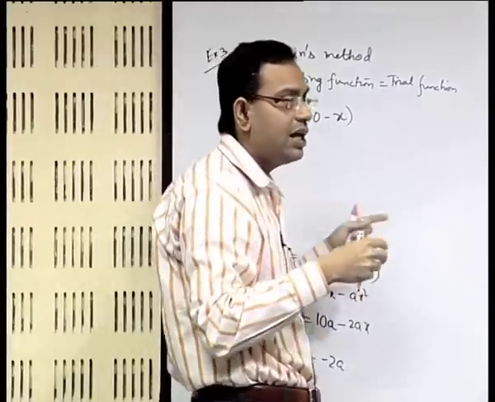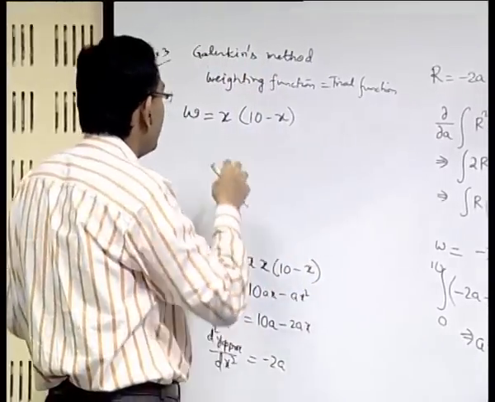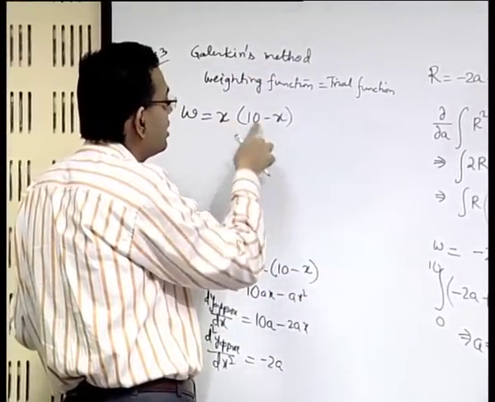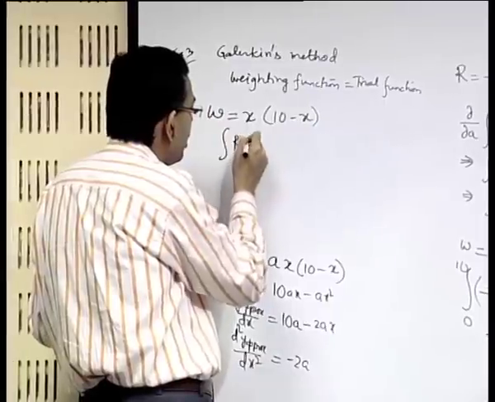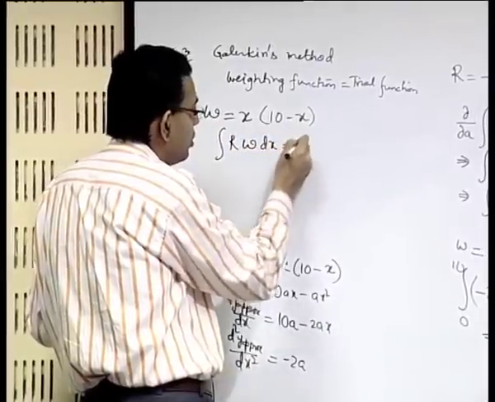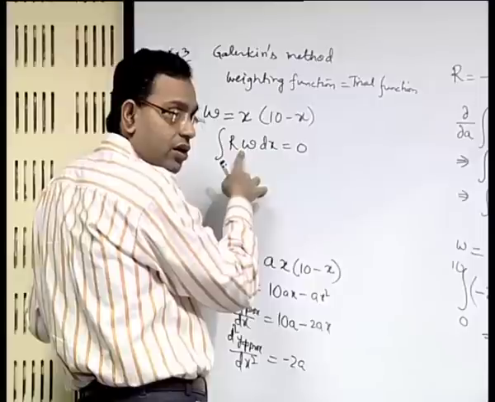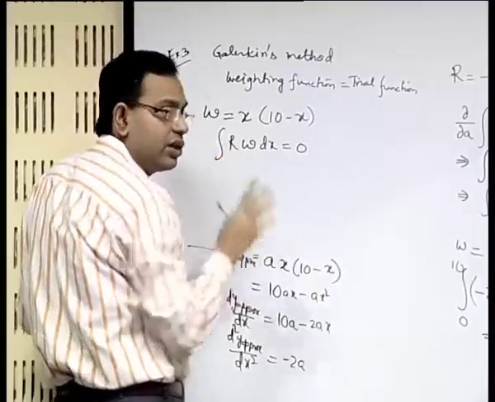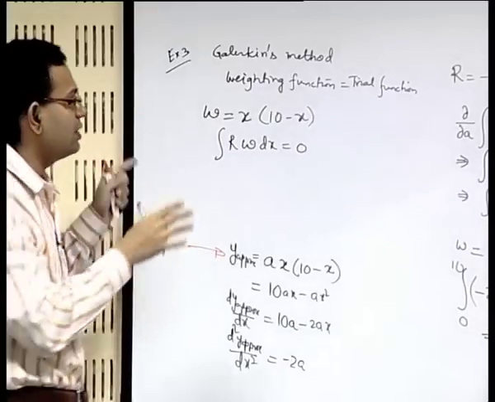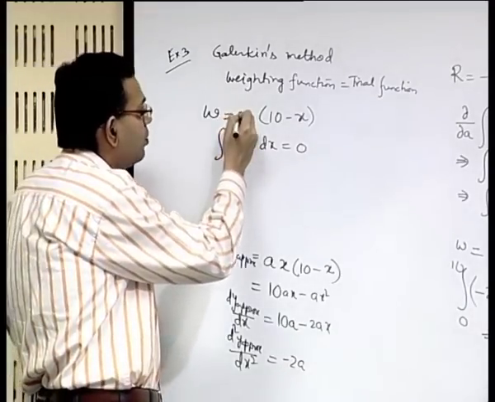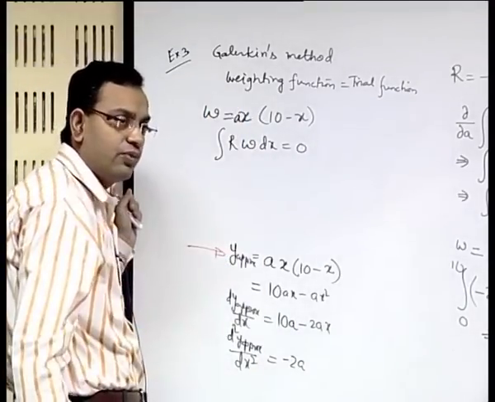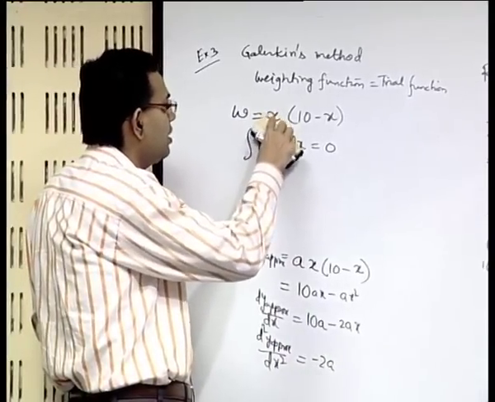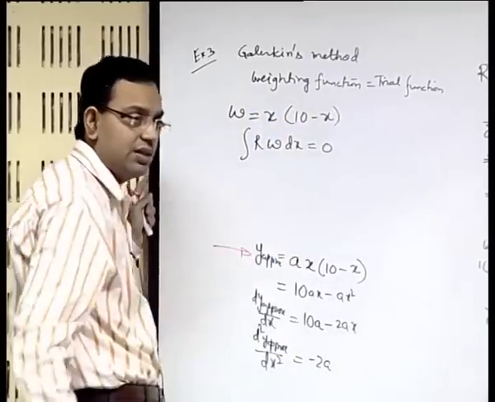If you multiply the function with a x into 10 minus x, it is as good as multiplying it with x into 10 minus x, because integral of r w dx equal to 0. So if you put a or if you do not put a, it does not matter, because eventually a is not equal to 0. Just for simplicity we do not write it, but if you are interested you can write it in the full form with a; eventually it is the form of the weighting function that matters.